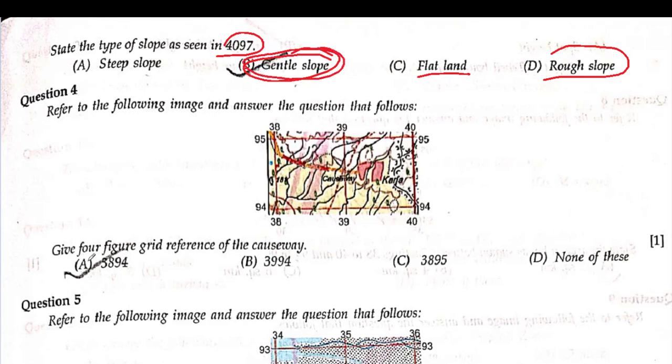Next question, give the 4-figure grid reference of the causeway. Here you can see the causeway, and what is the 4-figure grid reference of this? It is 3894. This is the grid. So the correct answer is 3894.